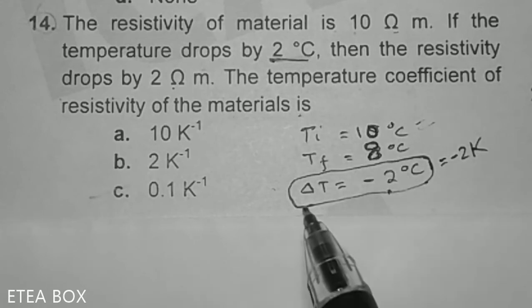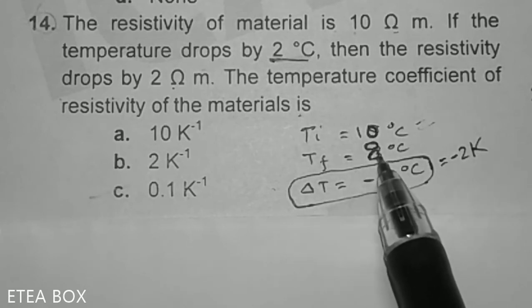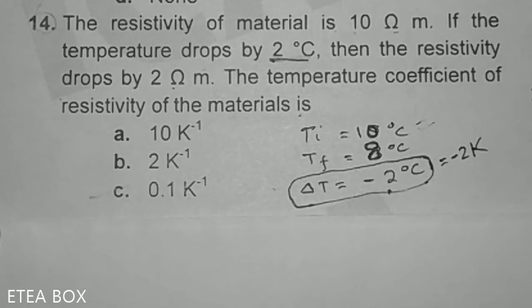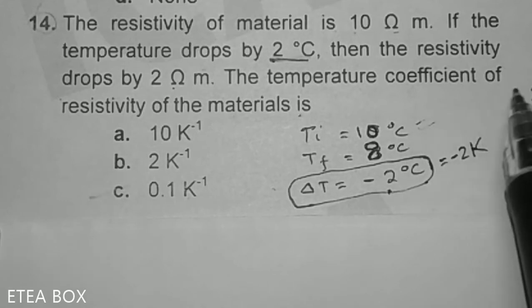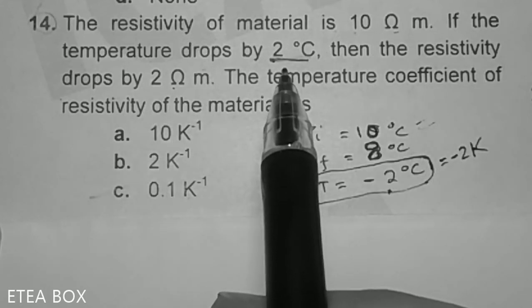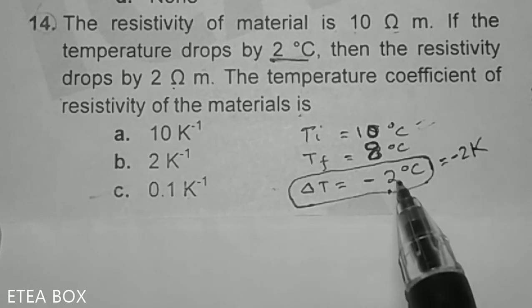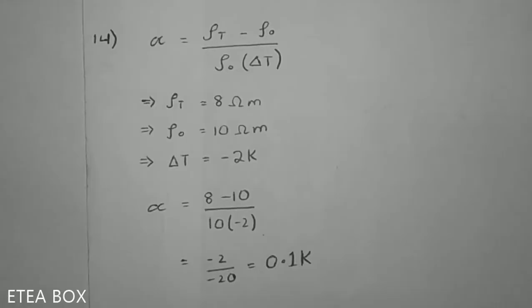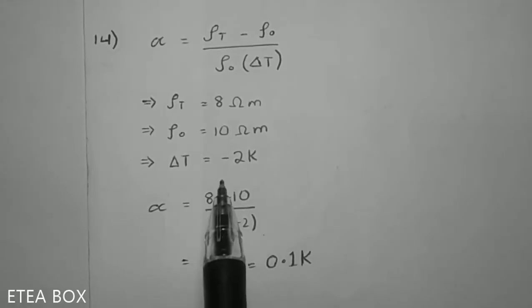Now the change in temperature will be final minus initial, so it will give minus 2 degrees C or minus 2 Kelvin. It is just an example, but here from the data the temperature drops by 2 centigrade, which means that you will take it as minus 2 centigrade, so minus 2 Kelvin. Now look here, the change in temperature is minus 2 Kelvin.